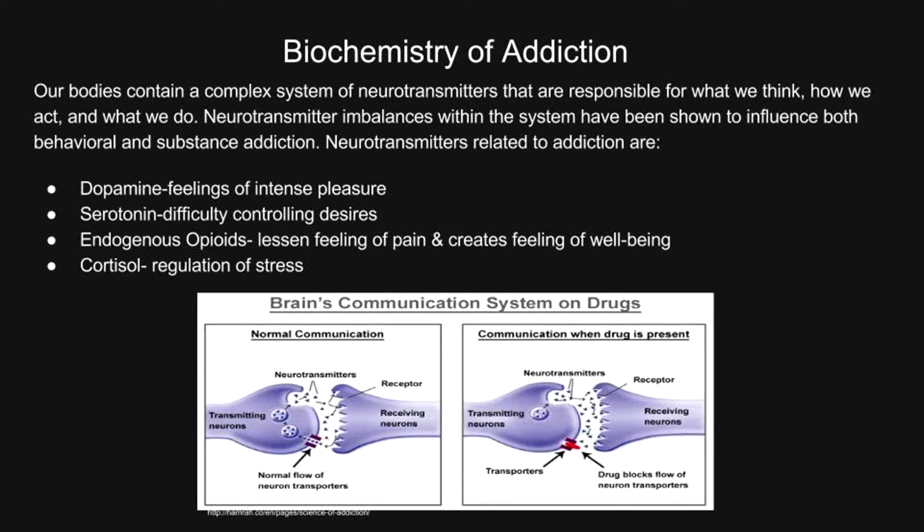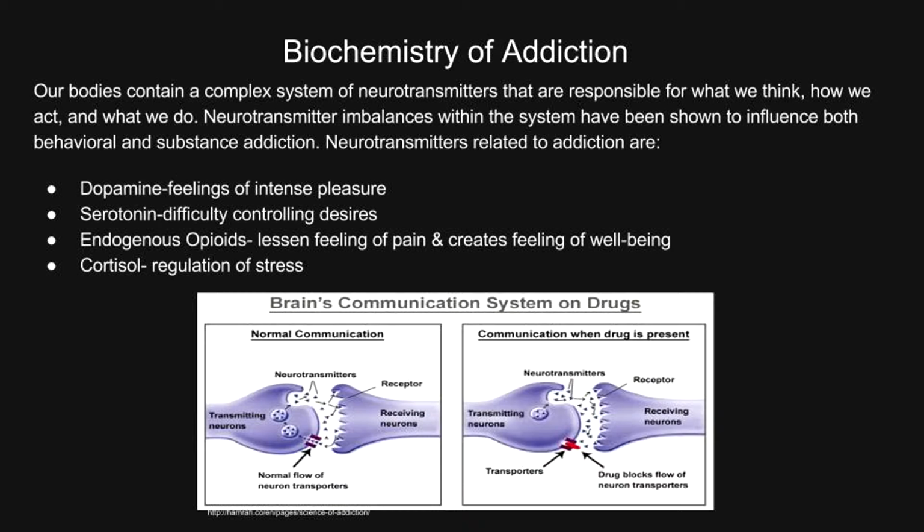Neurotransmitter imbalances within the system have been shown to influence both behavioral and substance addiction. The one most prevalent within the reward system is dopamine, which is involved with learning, motivation, and the salience of stimuli, which includes reward. Alterations done to the dopamine pathways have been proposed as the underlying reason to seek rewards, as with gambling or nicotine addiction, because it triggers dopamine's release and creates the sensation of pleasure so often experienced by those with addiction.